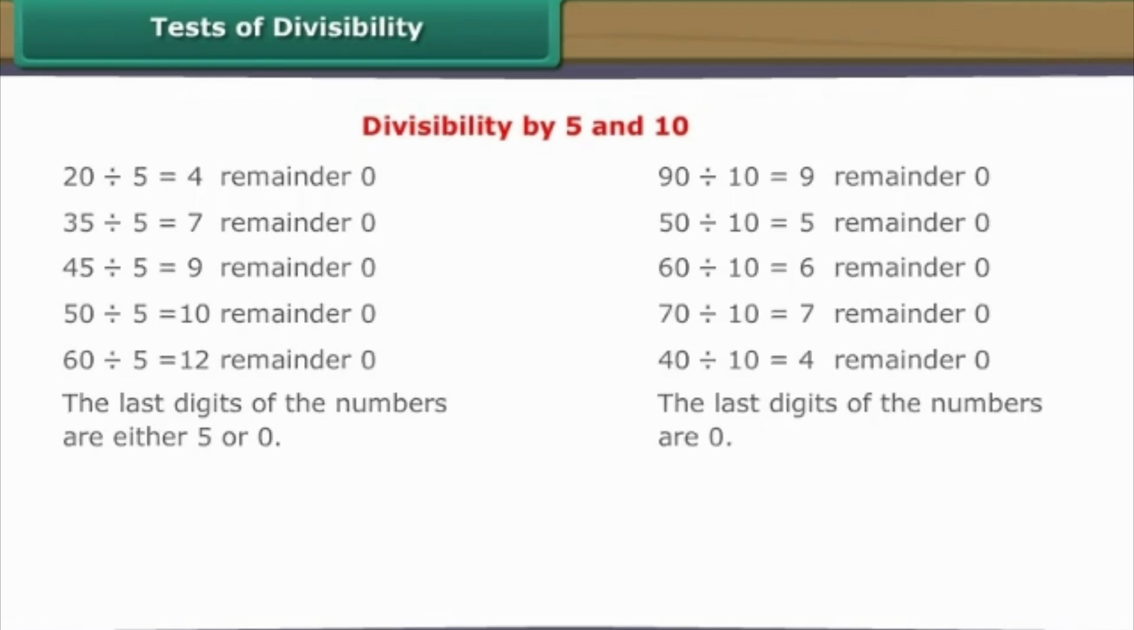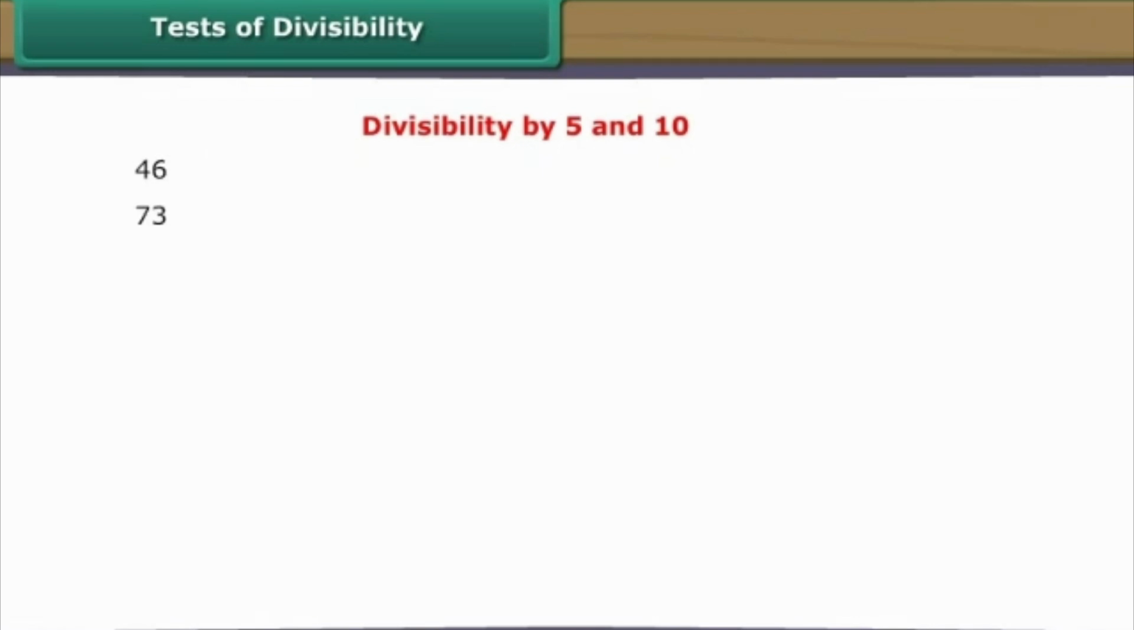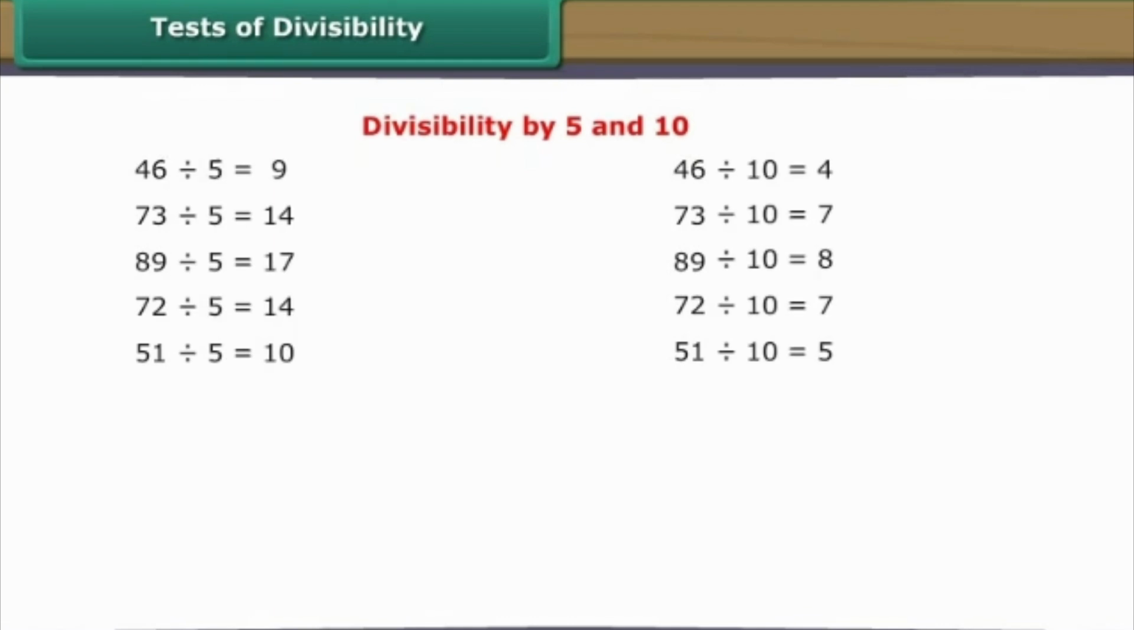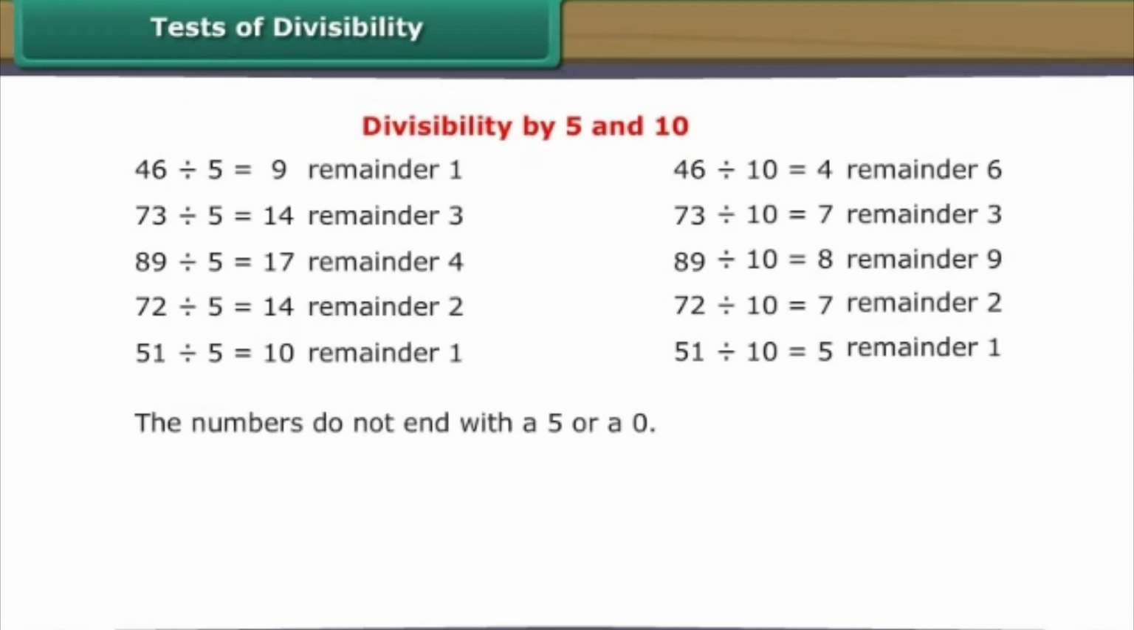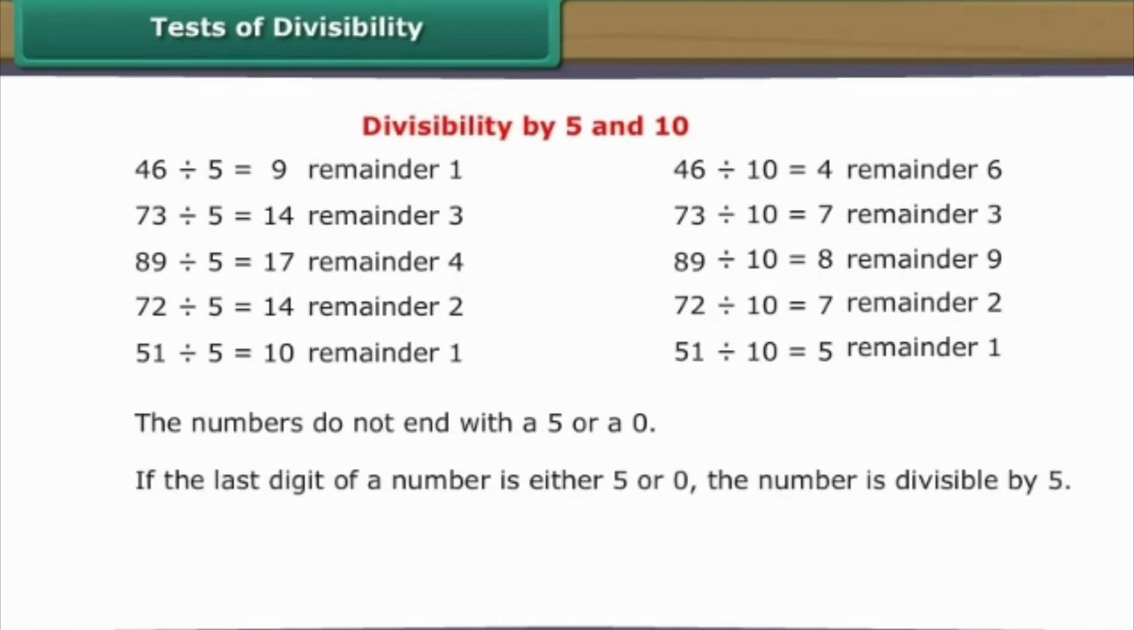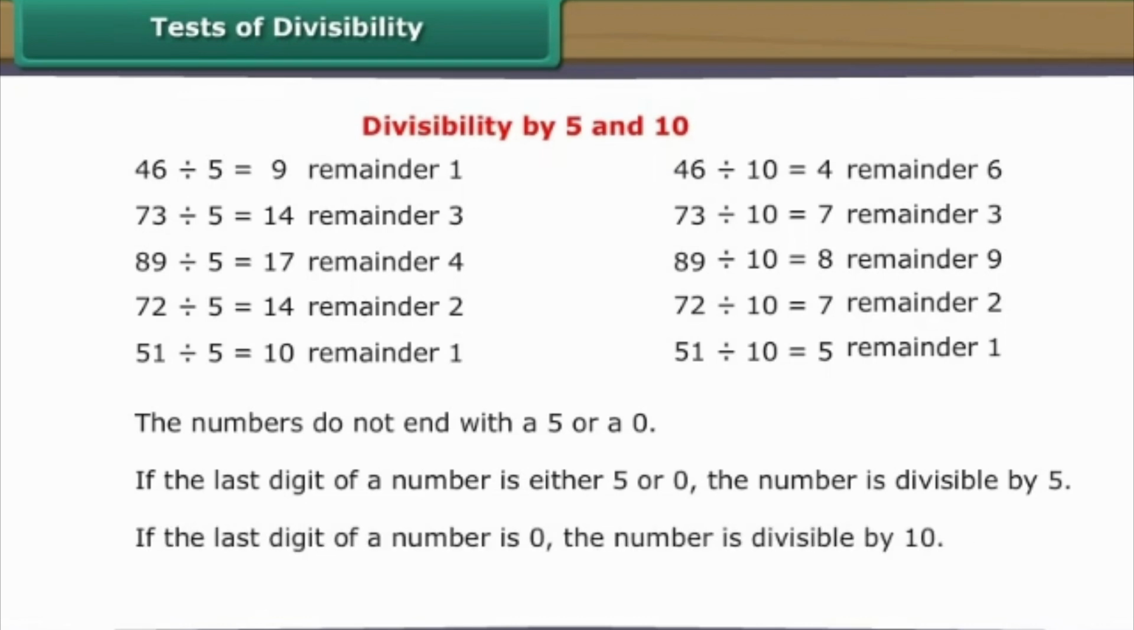Consider some more numbers: 46, 73, 89, 72, 51. They are not divisible either by 5 or by 10. None of them ends up with a 5 or a 0. Therefore, we can say that if the last digit of a number is either 5 or 0, the number is divisible by 5. If the last digit of a number is 0, the number is divisible by 10.